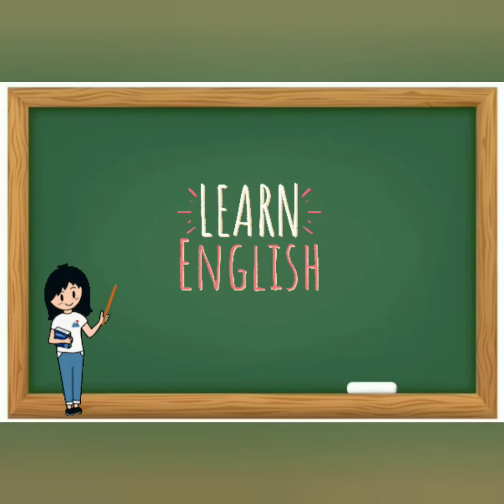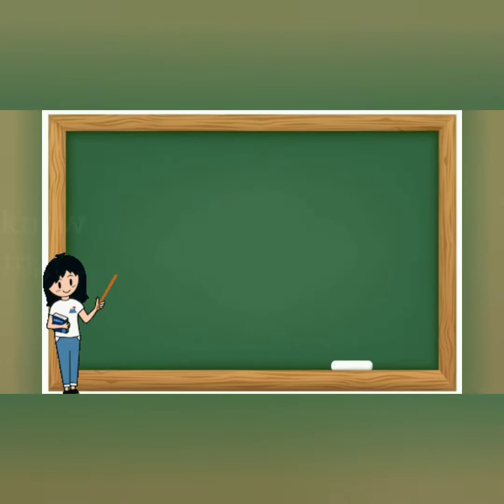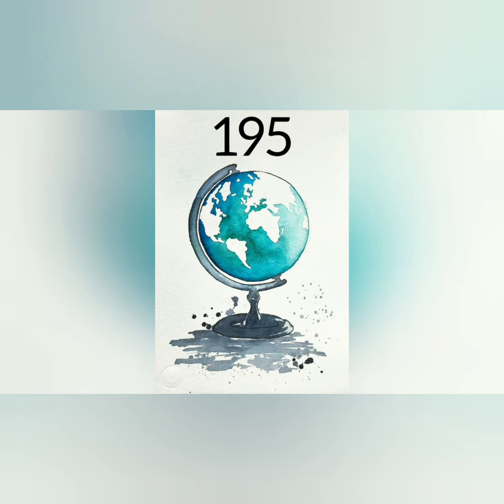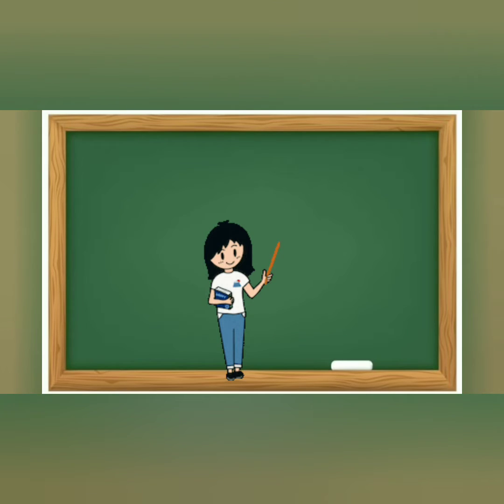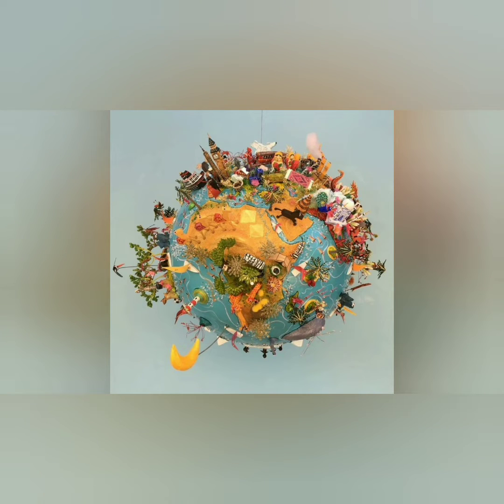So let's start this English adventure. Today I will give you a brief introduction of English language. Do you know one thing? There are 195 countries in the world. And out of 195 countries, 67 countries use English as their official language. Other than this, English language is spoken mostly all over the world.